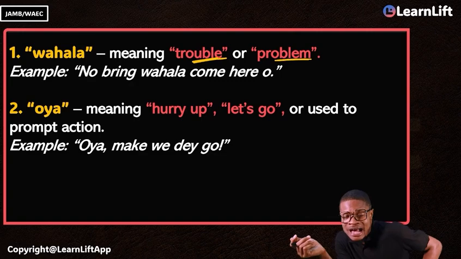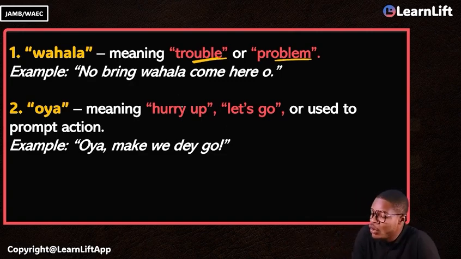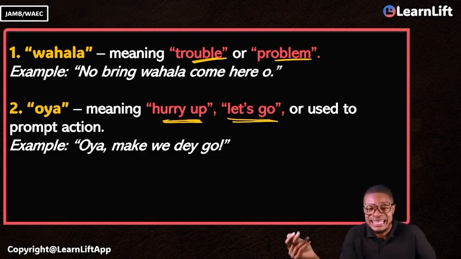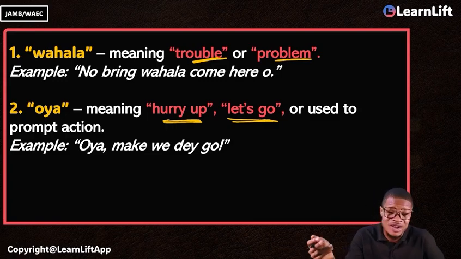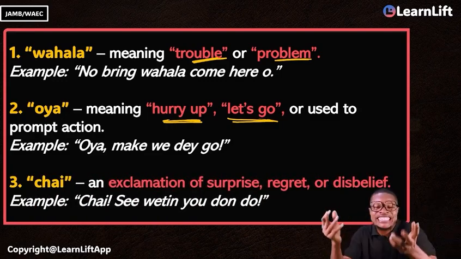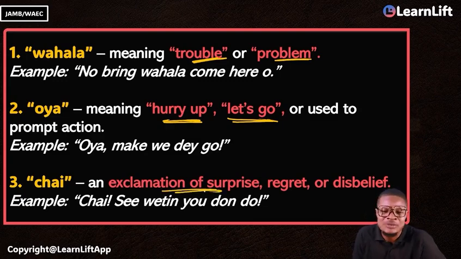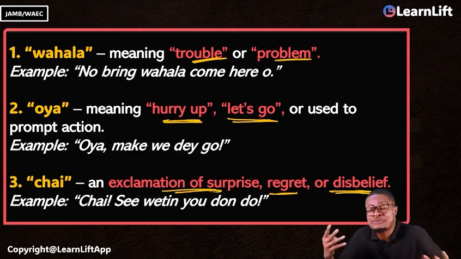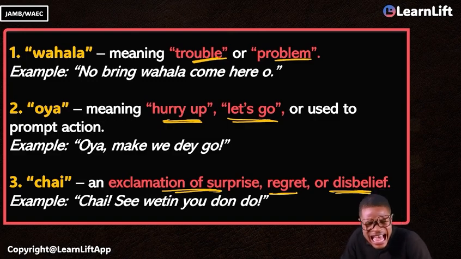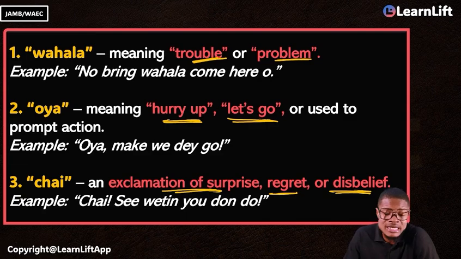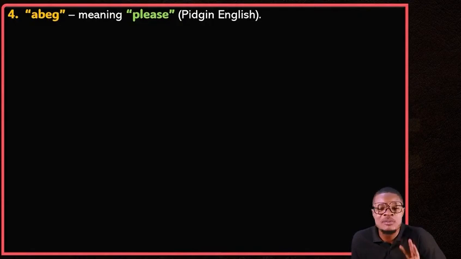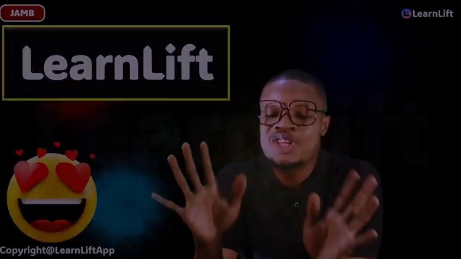Another thing is your oya. Oya, come, make we go. What is oya? Oya means hurry up or let's go. You can use them in your what? Informal letters. I'm just giving you examples. There are a lot of them. When you hear somebody say chai, what's chai? It's nothing but an exclamation of surprise or regret or disbelief. Chai, see what you don't do. It is like an expression of surprise. Chai, I'm surprised at you. Look at what you've done. That's what it means. In fact, you can use words like your abeg, no disturb. What's abeg? Please.